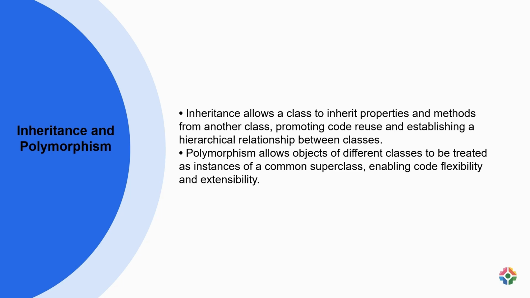This fosters code flexibility, as a dog and a cat, which both inherit from the animal class, can be treated interchangeably as instances of the animal superclass. This feature facilitates the extensibility of code and simplifies complex programming scenarios.